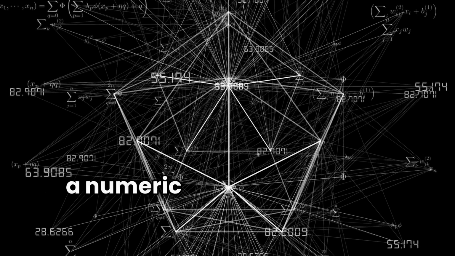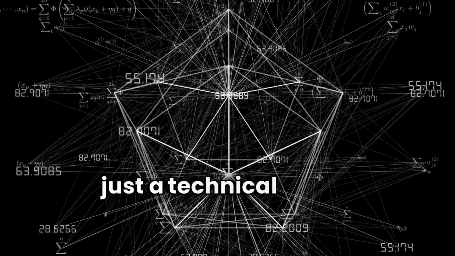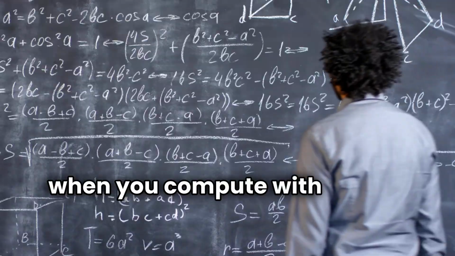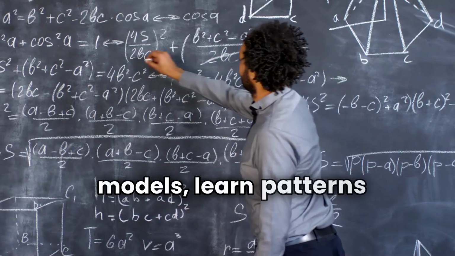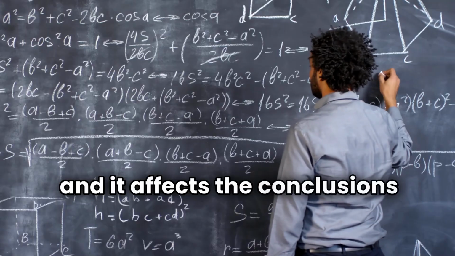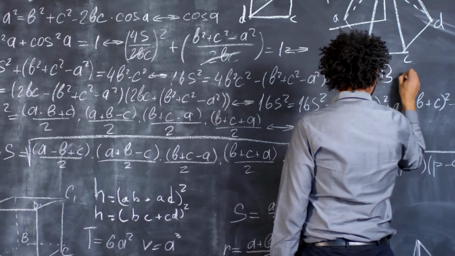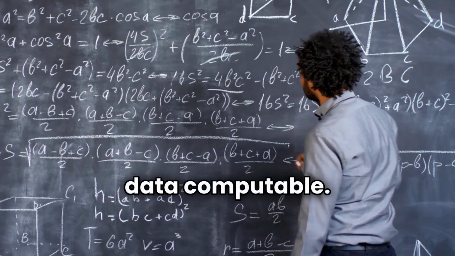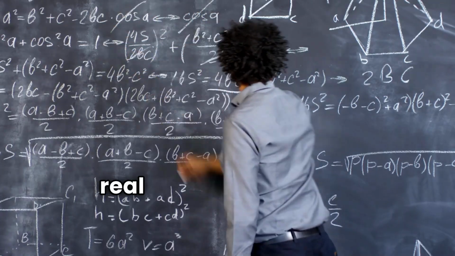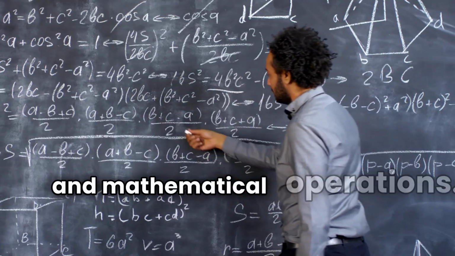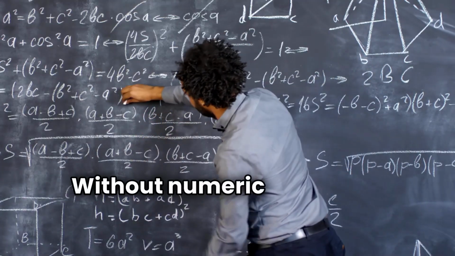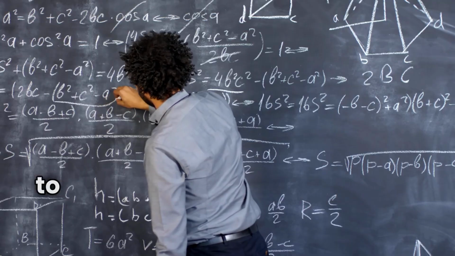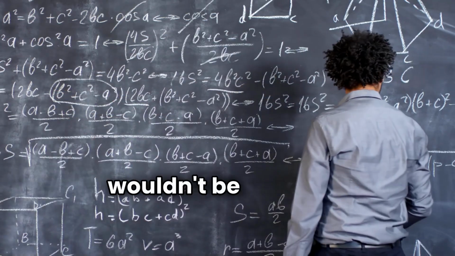That's why choosing a numeric encoding is never just a technical detail. It affects how data behaves when you compute with it. It affects how models learn patterns. And it affects the conclusions you draw from analysis. At its core, numeric encoding is about making data computable. It's the bridge between real-world information and mathematical operations. Without numeric encoding, modern data processing, from simple averages to advanced machine learning, wouldn't be possible.